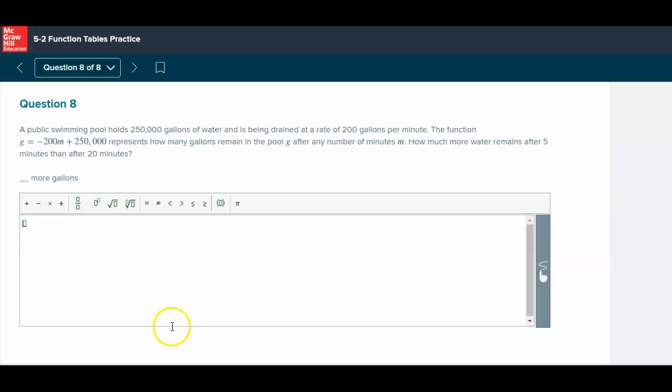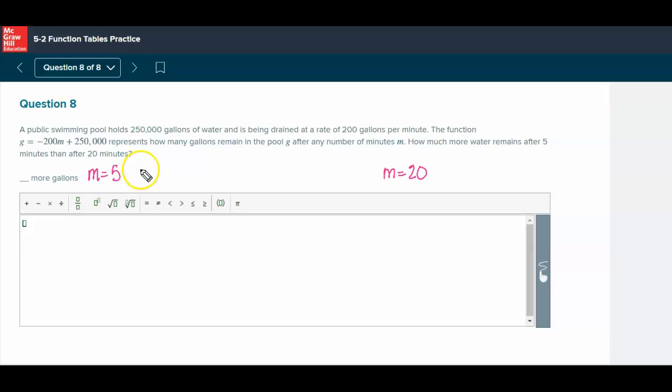Okay. A public swimming pool holds 250,000 gallons of water and is being drained at a rate of 200 gallons per minute. The function, right here, G equals negative 200 M plus 250,000 represents how many gallons remain in the pool G after any number of minutes M. How much more water remains after 5 minutes than after 20 minutes? You're going to do the same thing that we did with the giraffe here. All right, they're saying after 5 minutes, M equals 5, and M equals 20. What will be the difference in these two answers?